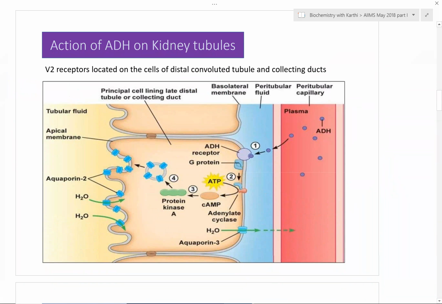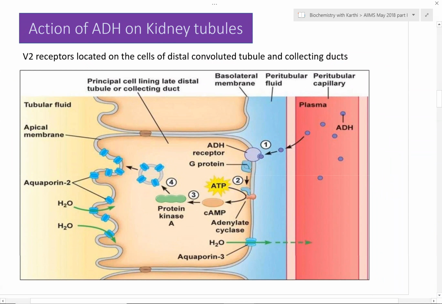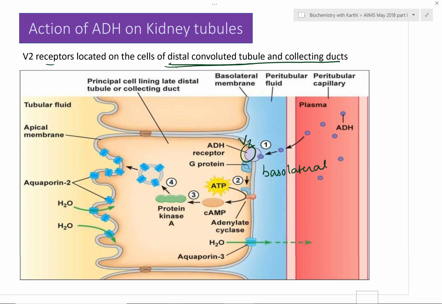So this is a diagram of a cell in the collecting duct. The V2 receptors are located on the cells of the DCT and the collecting duct, and they are located on the basolateral side. So this is the basolateral side. This is the ADH receptor, which is the V2 receptor. The ADH that is present in circulation will come and bind to its receptor.